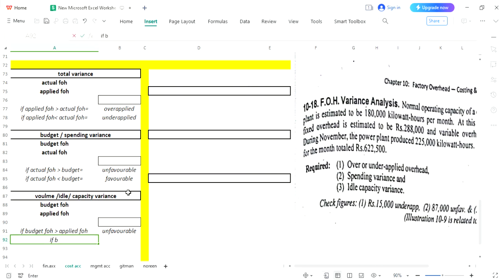So if budget FH is less than your applied FH, it will go in your favor and you will call it favorable variance. So this way our three requirements would be fulfilled.